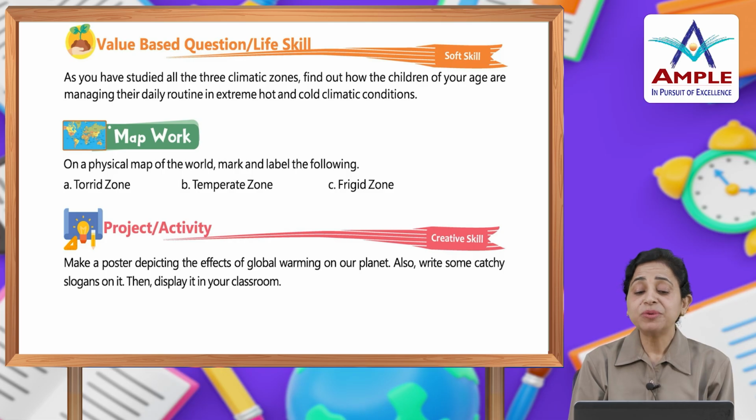Project activity: make a poster depicting the effects of global warming on our planet. Also write some catchy slogans on it. Then display it in your classroom. Okay, and have fun while doing this. Enjoy.